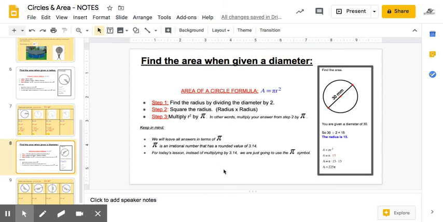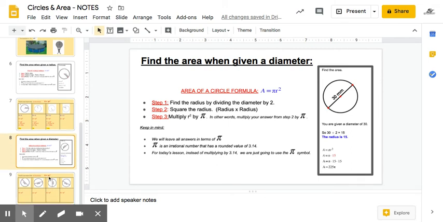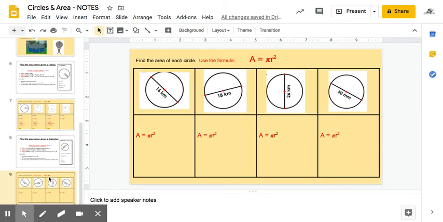Although we do need to know the radius for this formula because there's an r in it, we simply have to figure out what the radius is by dividing the diameter by 2, because we know the radius is half the diameter. So that would be our first step: find the radius by dividing the diameter by 2. Then we're going to plug it into the formula just like we've been doing. Okay, so let's look at a bunch of examples.